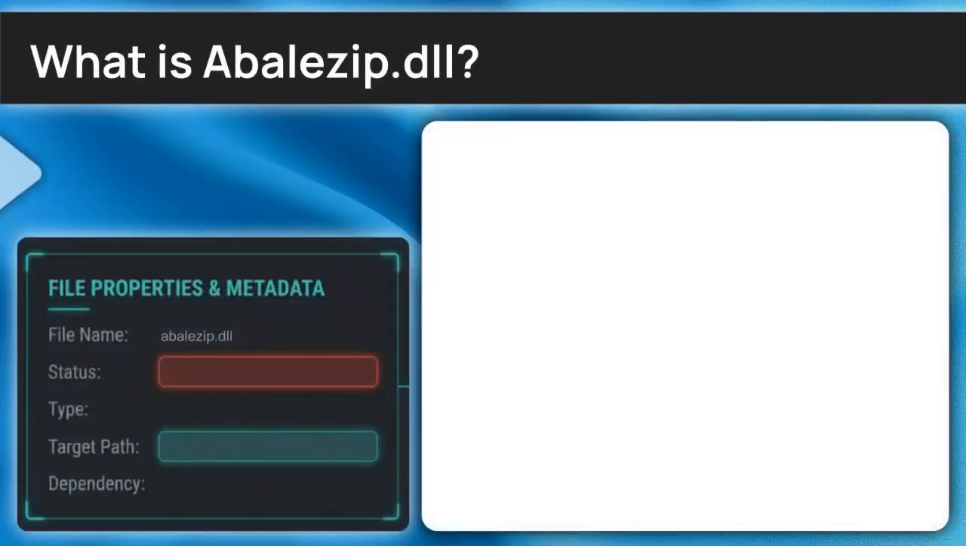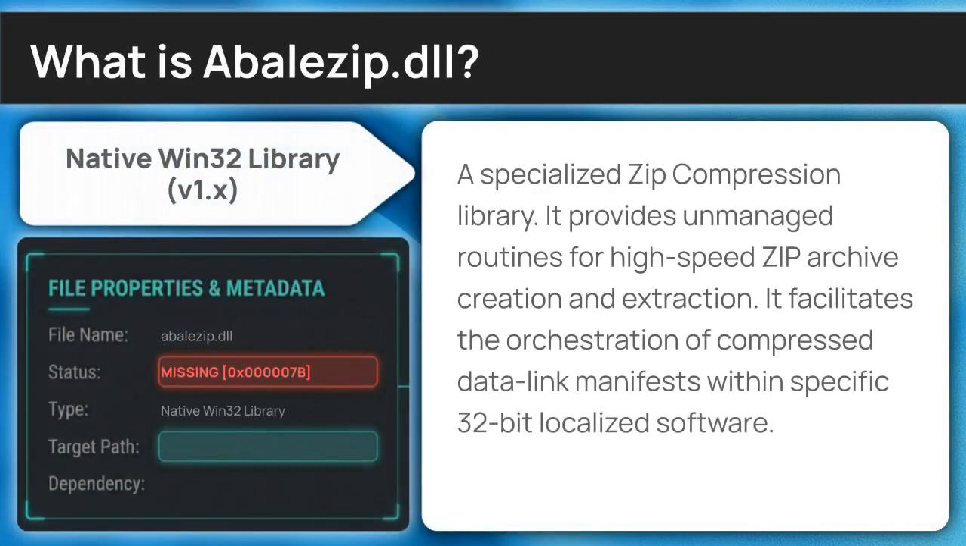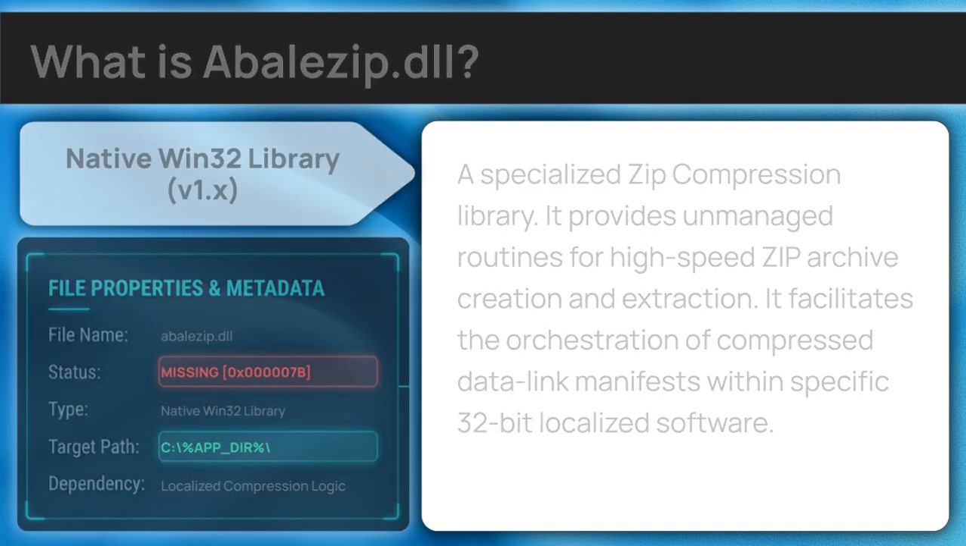This is the Abalezip library, a specialized zip compression library. It provides unmanaged routines for high-speed zip archive creation and extraction. It facilitates the orchestration of compressed data link manifests within specific 32-bit localized software. Understanding the file's role is a great start. Now let's look at replacing it.